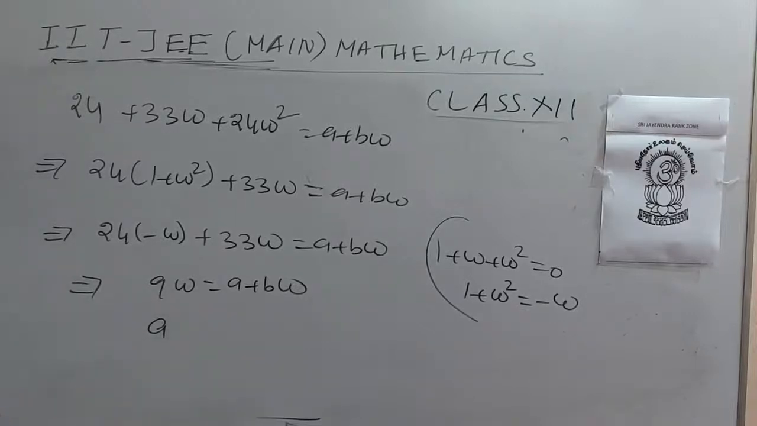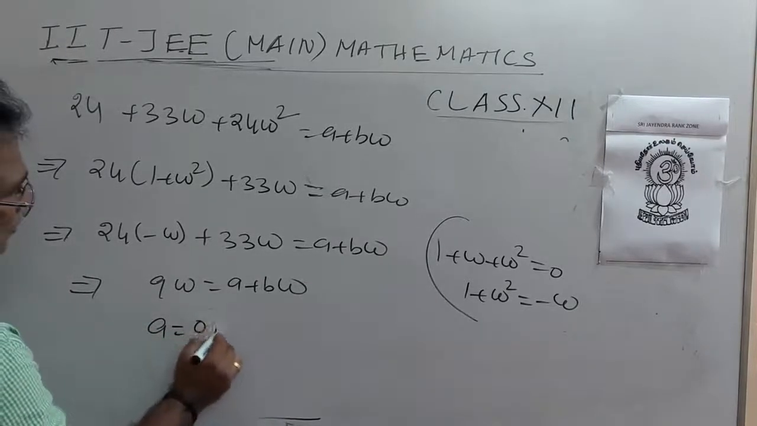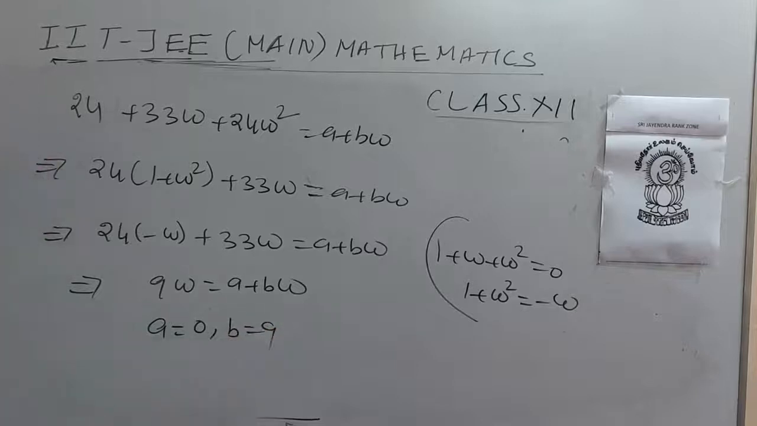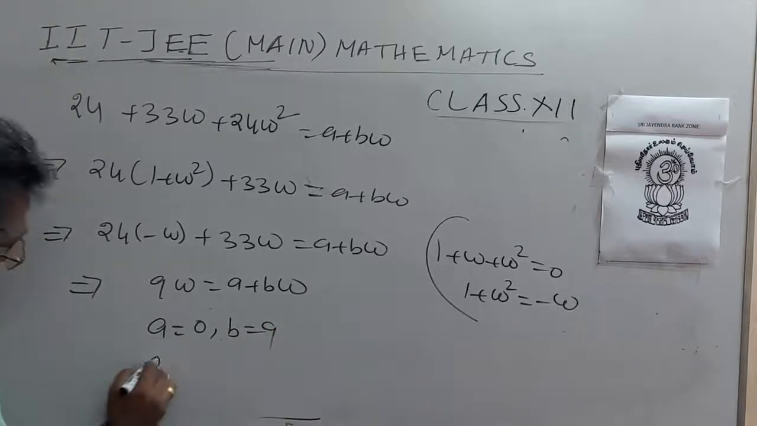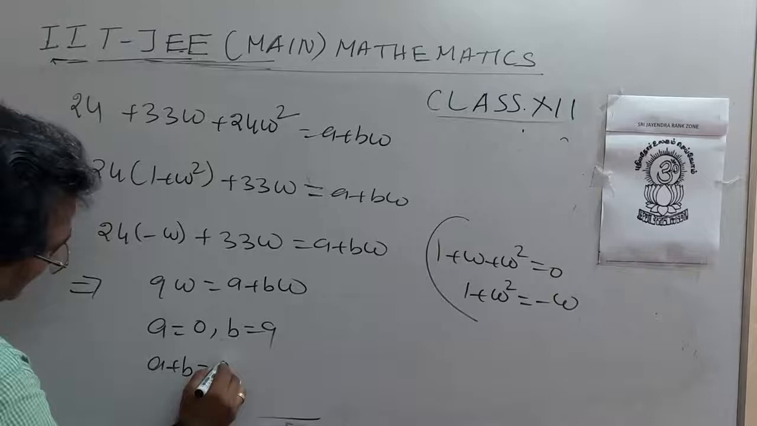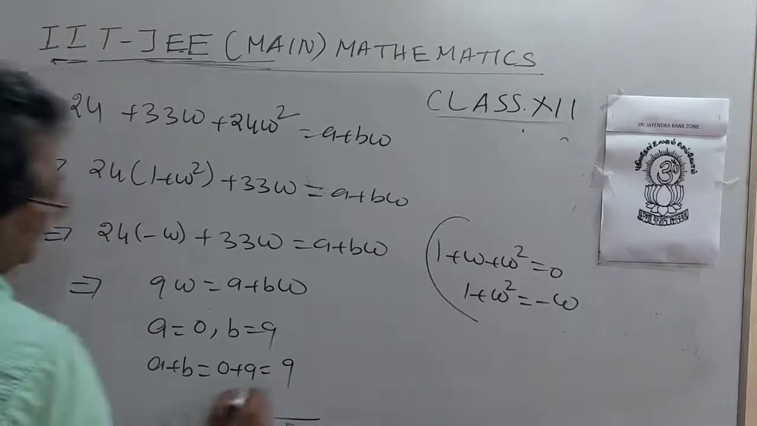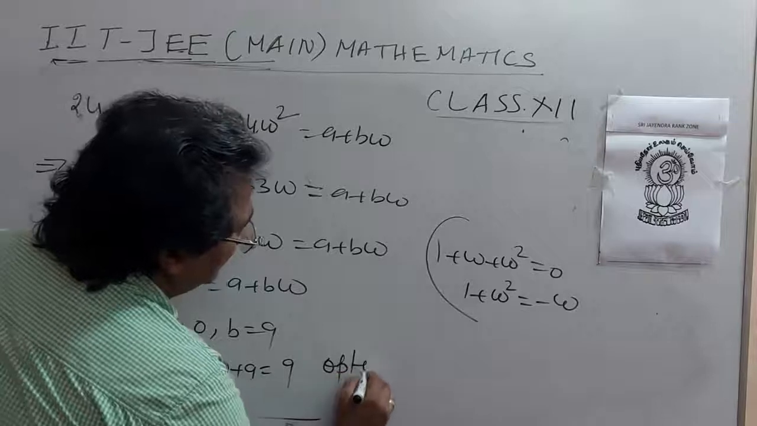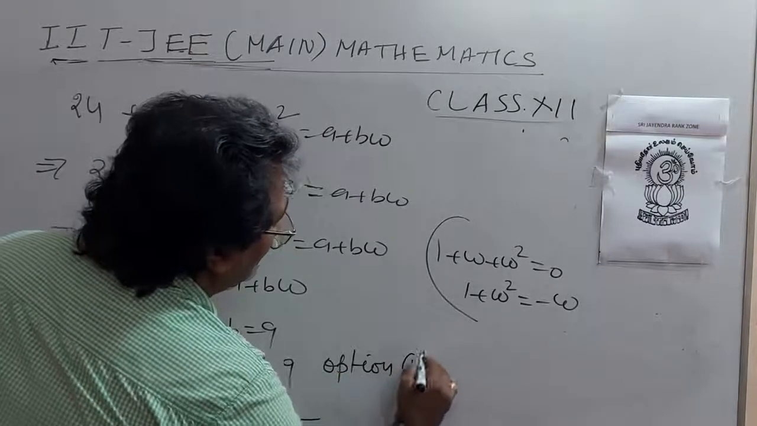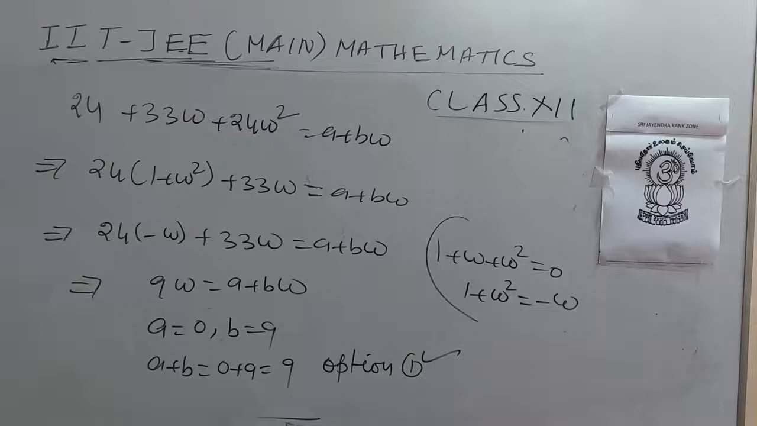Equating both sides, a takes value 0, b takes value 9. So you have to find a plus b, that is 0 plus 9 equal to 9. Option 1 is correct.